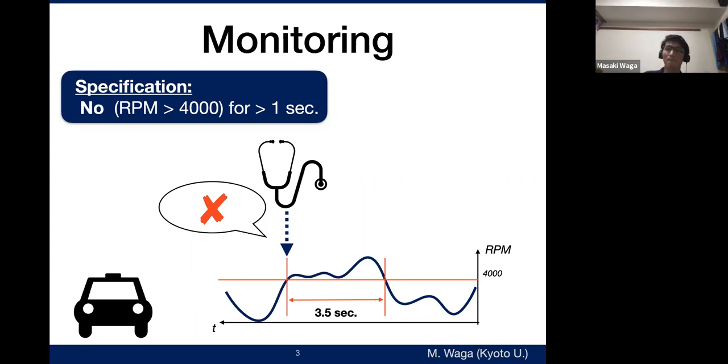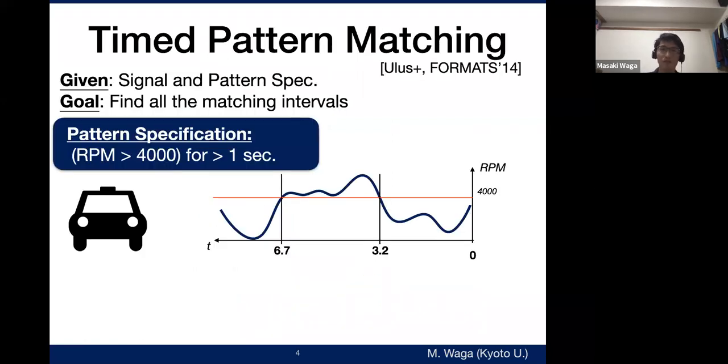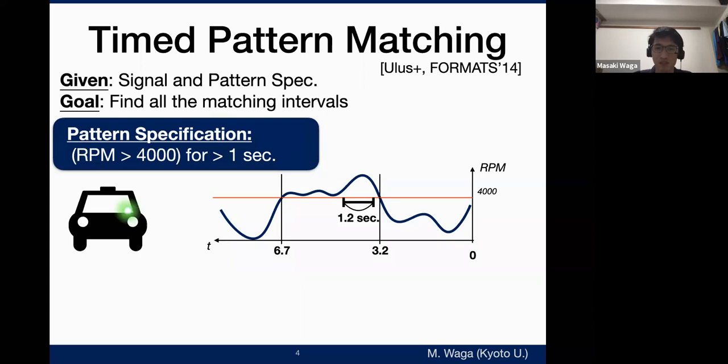This is the main concept of specification-based monitoring. There are many problem formulations of the monitoring problem, but one of them is timed pattern matching. In timed pattern matching, the inputs are the observed signal and the specification for the pattern matching. The goal is to find all the matching intervals in the signal, in other words, the intervals where the pattern specification matches that sub-signal. For example, in this signal, this interval matches the pattern specification, because here the RPM is greater than 4,000, which is this threshold, and the length of this interval is longer than 1 second.